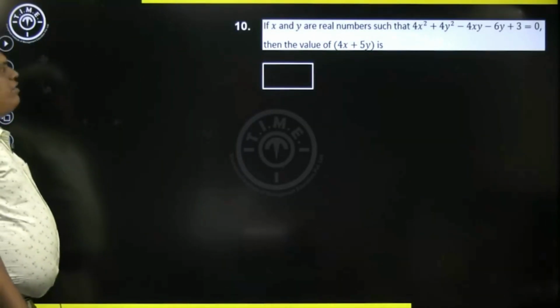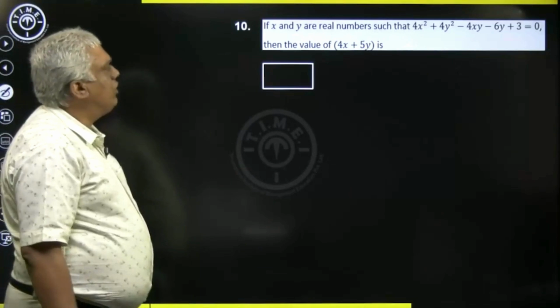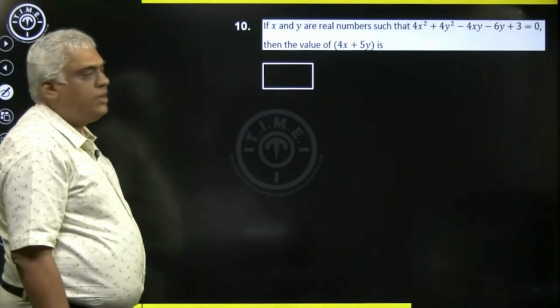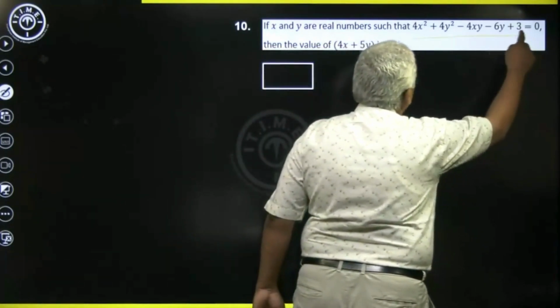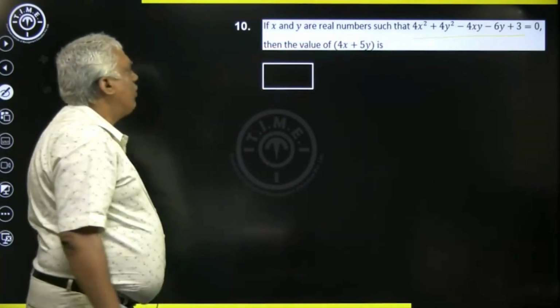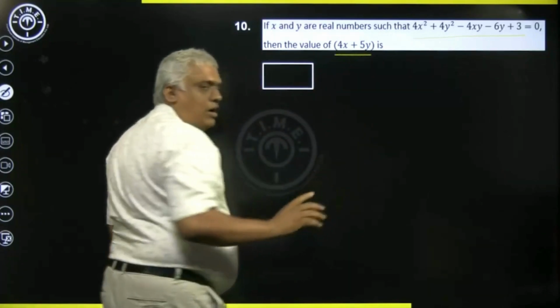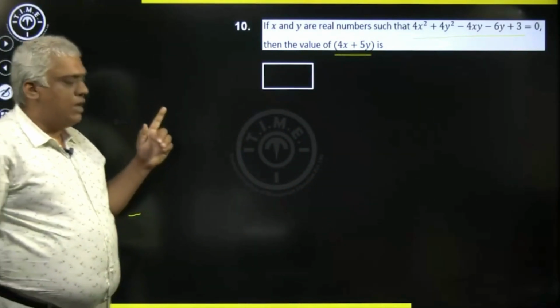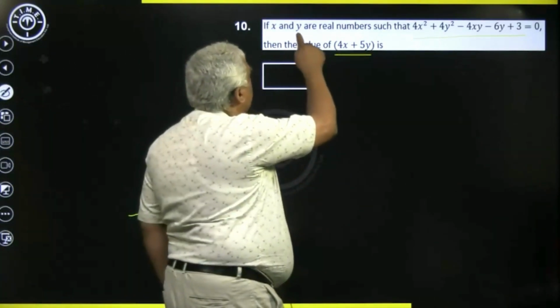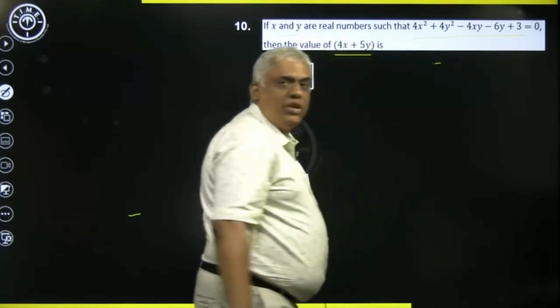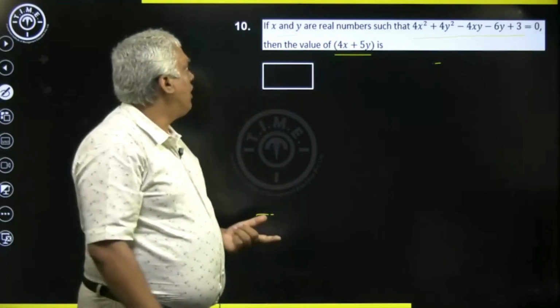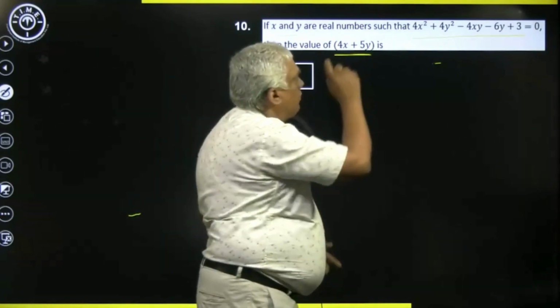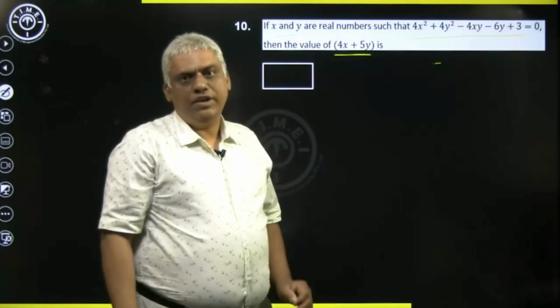If x and y are real numbers such that 4x² + 4y² − 4xy − 6y + 3 = 0, then find the value of 4x + 5y. See, x and y are real numbers. In this equation, there are two variables, right? And you may think, there are two variables, how to get the value of 4x + 5y.